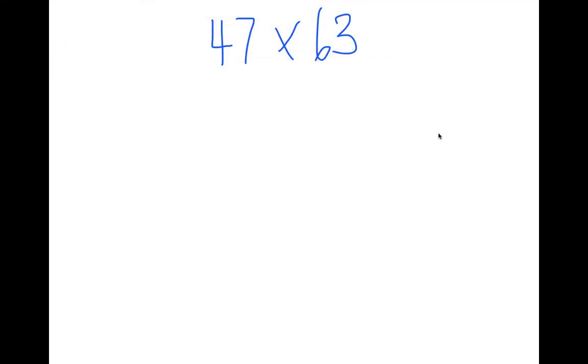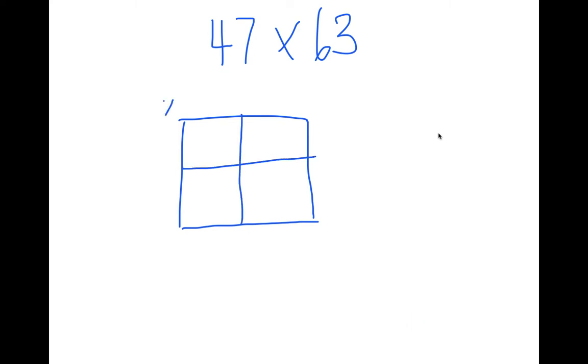47 times 63. Not sure what's going on there. Draw your box. Leave room to do the addition on the side. 4 quadrants and symbol. So we first need to break up 47 by place value. 40 and 7. They go on the same side because this is 47. Then you're going to break up 63. 60 and 3.